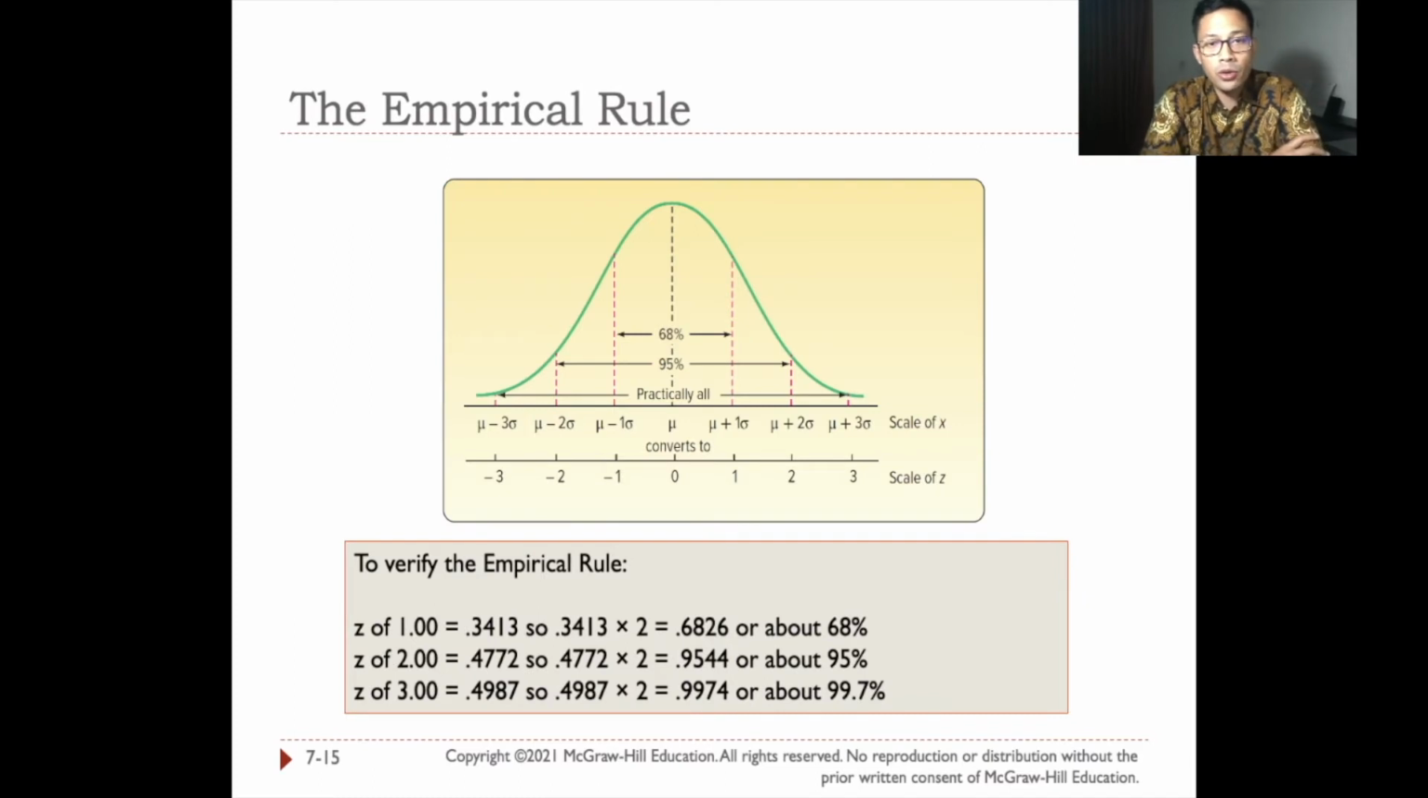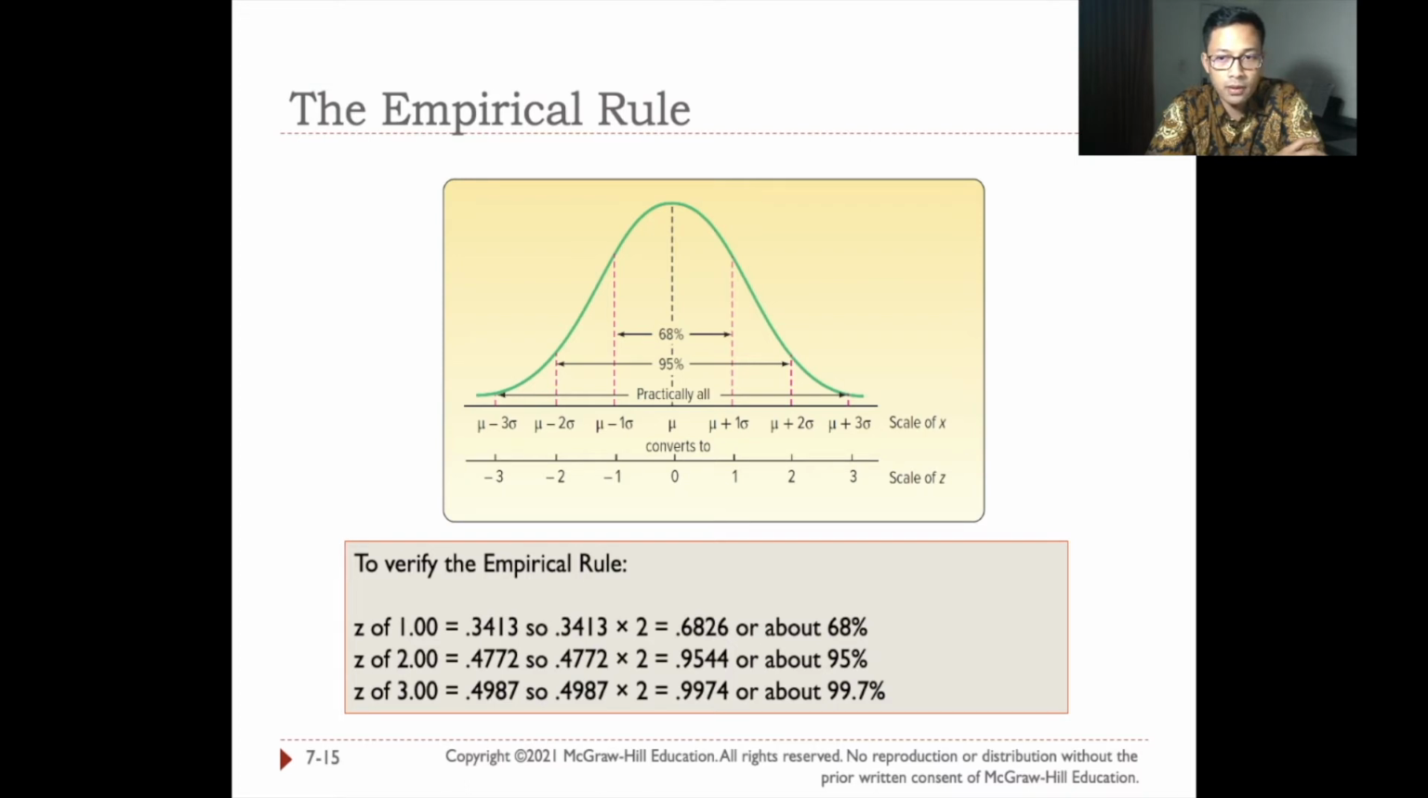Now we can also recall the empirical rule. This is something that we've seen in the previous chapter, particularly in chapter 3. So basically we can find a z of 1. This corresponds to 0.3413. So plus minus 1 standard deviation is going to be 0.3413 multiplied by 2, which is 0.6826, which is approximately 68% of the observations.